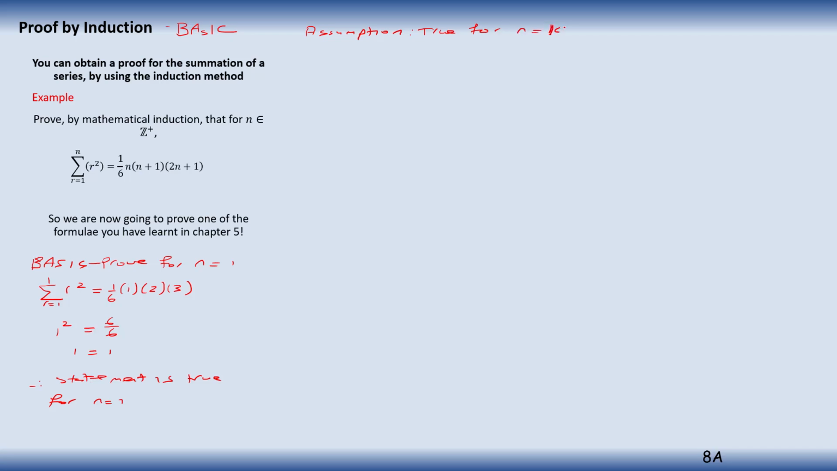So we substitute then. Our summation becomes r equals 1, and wherever we've got n, we substitute k, of r squared, which is going to be equal to, I'll put brackets as they have in the example, 1/6 of n, or k as it's now become, k plus 1, and then 2k plus 1.